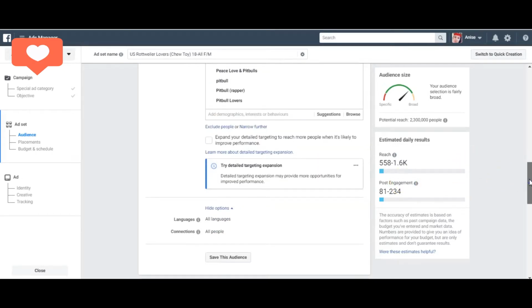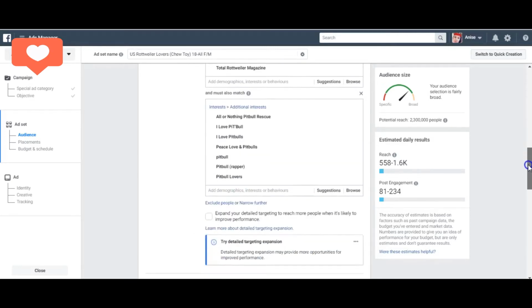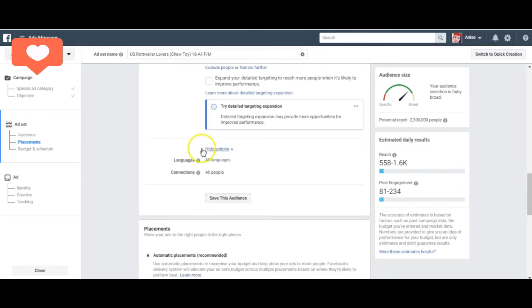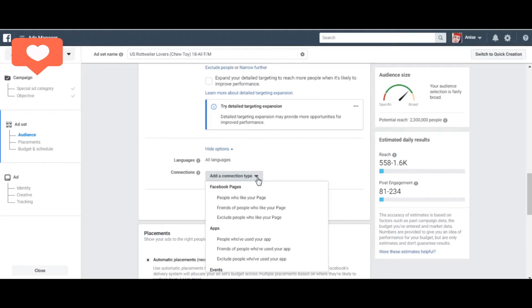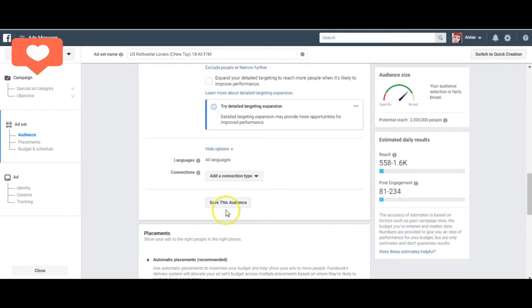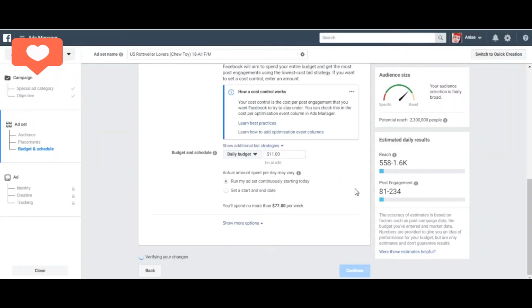Alright, so we don't want to expand it. We've narrowed to 2 niches, which has given us 2.3 million people in the US of A, which is awesome. Do we want all languages? Let's leave that for now and let's have a look. So we can also look at people who like your page, friends' pages, apps. That's a little bit too narrow for now. Let's save the audience and let's call it Pitbull and Rottweiler lovers, 18 to any, and save that for future reference.